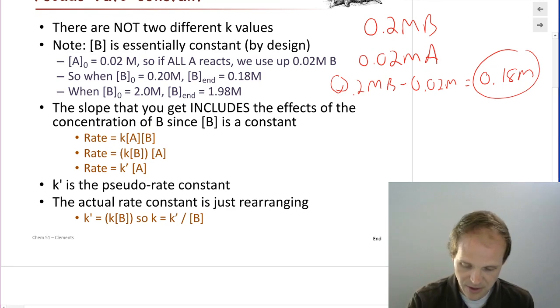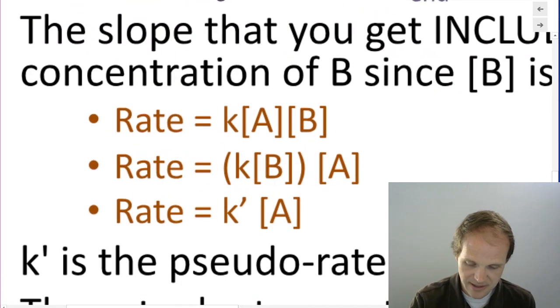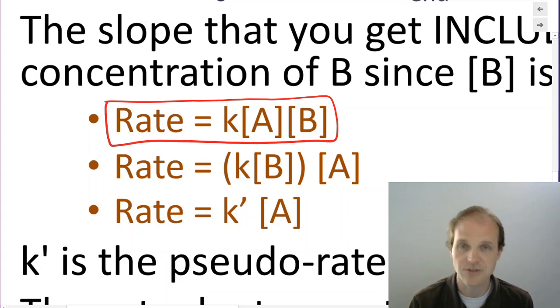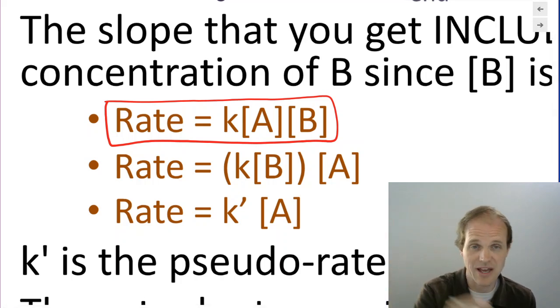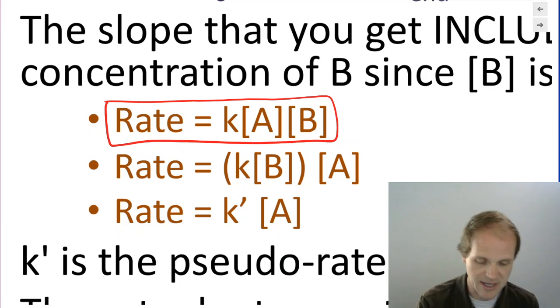So when we say that our rate law here is rate equals K times the concentration of A times the concentration of B, A is the thing we're looking at. A is changing a lot over time. It might go down from 0.02 down to 0 eventually. And so it's changing a lot. So it's going to be our variable. But B here, B we said was a constant.